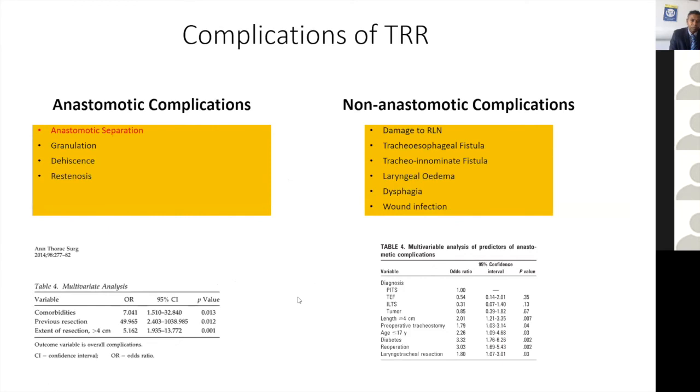Now, complications of tracheal resection surgery are grouped under two headings: anastomotic complications and non-anastomotic complications. The most important anastomotic complication, which may happen in up to 1% of reported cases, is anastomotic separation. This is the most important complication to be aware of. Sorry, am I running out of time? It's 2 minutes. Okay. Other complications are listed here.